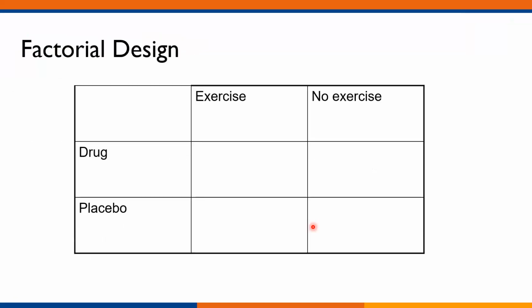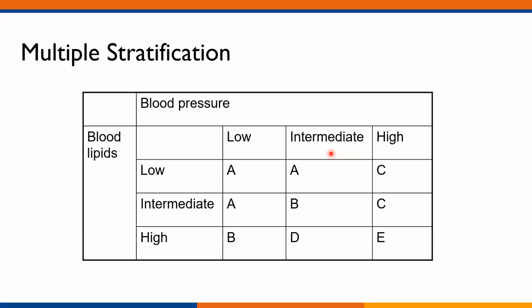This is the factorial design where you have 4 factors: exercise, no exercise, drug, and placebo. So I can give one group the drug and they have to do exercise. The other group, the drug is given, but they do not do exercise. So similarly, you have 4 twos, that means 2 squared, you can have 16 different factors which can be considered for this. Rather than 2 by 2, you have 3 by 3 square, 9 groups.